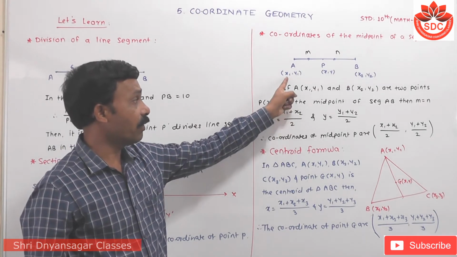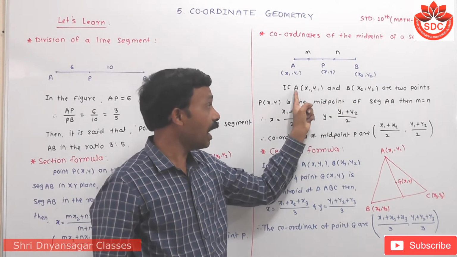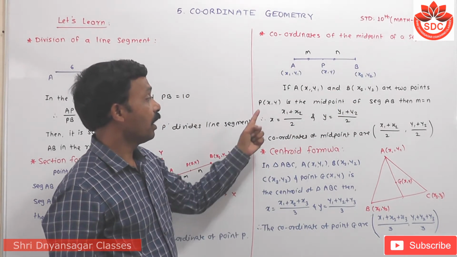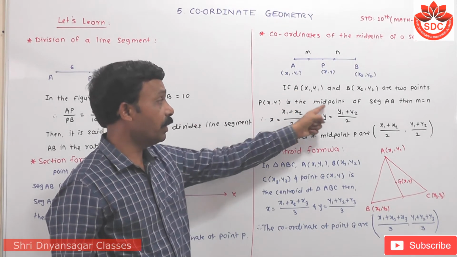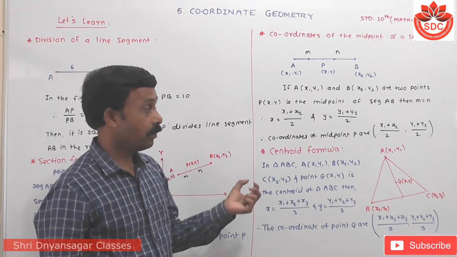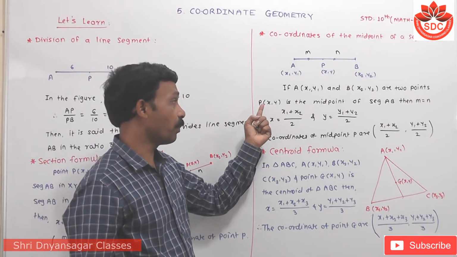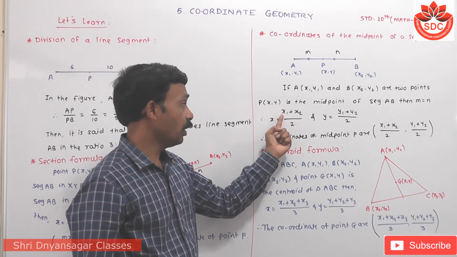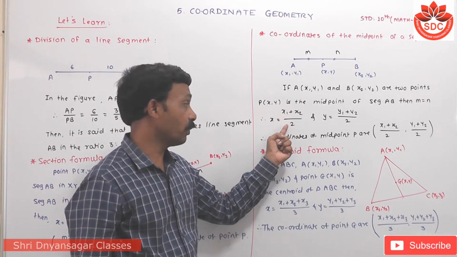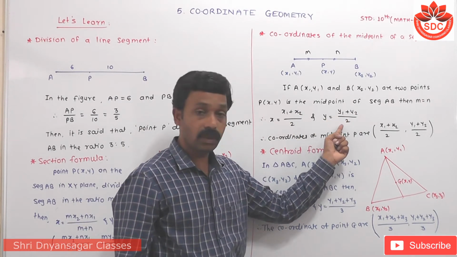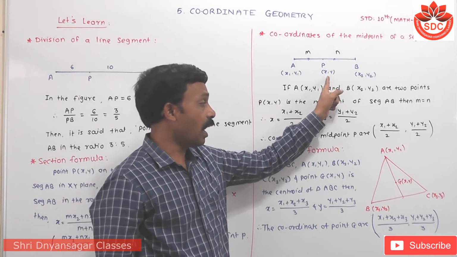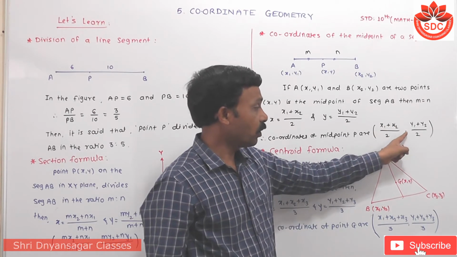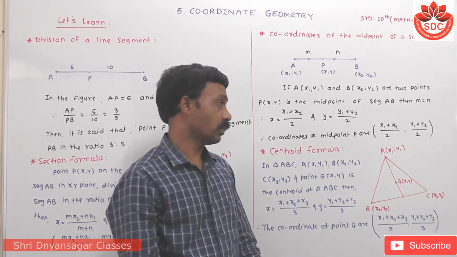If A has coordinates x1, y1 and B has coordinates x2, y2 are the two points, and P(x, y) is the midpoint of the segment AB, then m is equal to n. Then we have to find the value of x by using the midpoint. Midpoint means center point, so divide by 2: x is equal to (x1 + x2) upon 2, and y is (y1 + y2) upon 2. Then the coordinates of point P we write in this bracket: ((x1 + x2) upon 2, (y1 + y2) upon 2), bracket is closed here.